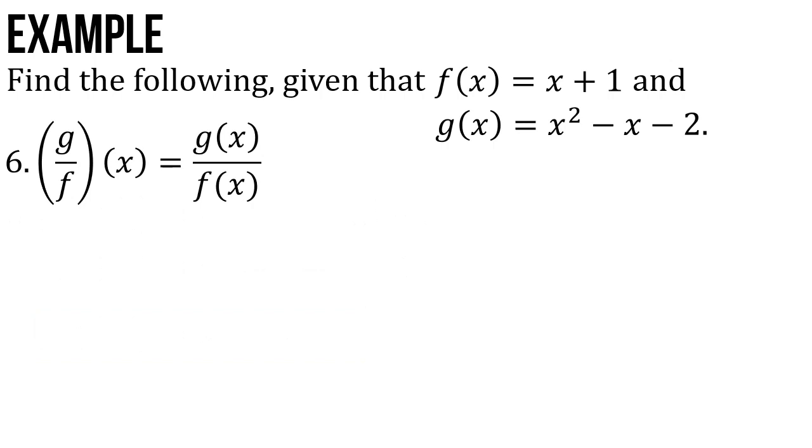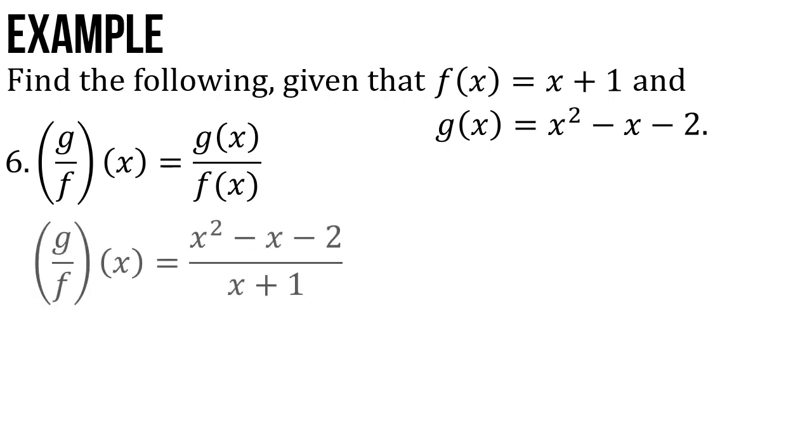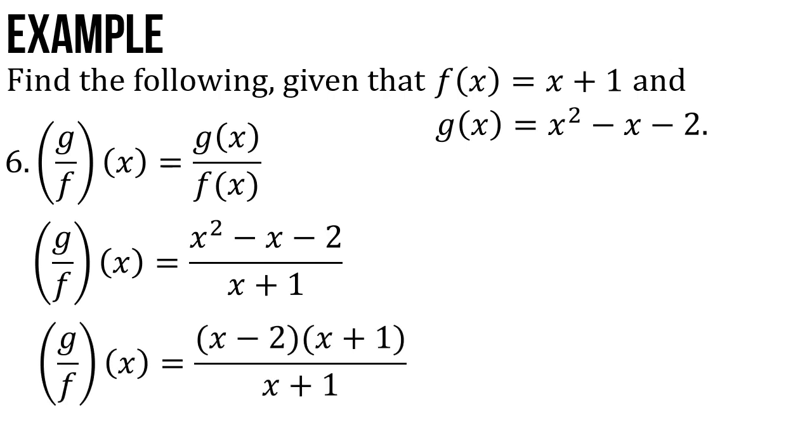For number 6 now. Earlier we obtained (f over g)(x). Now let's try to get (g over f)(x), and let's see if, like what I've said before, it will lead to different answers. So let's see if it will be different. So g divided by f of x is equal to g of x over f of x. Substitute the f of x and g of x respectively. So we're going to have (g over f)(x) equals x squared minus x minus 2 all over x plus 1. Factor the numerator because we already know that it is factorable.